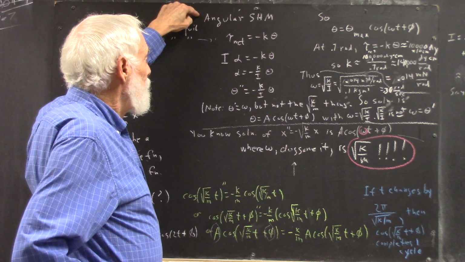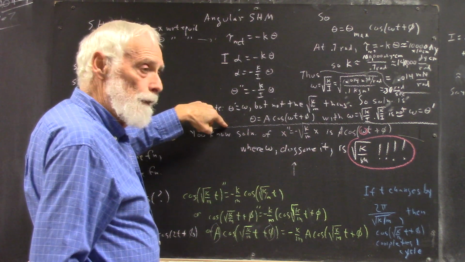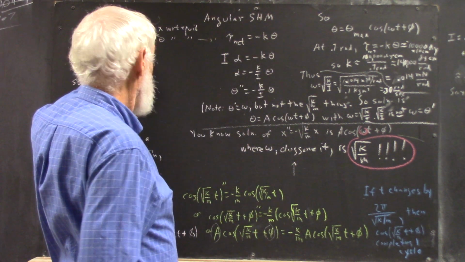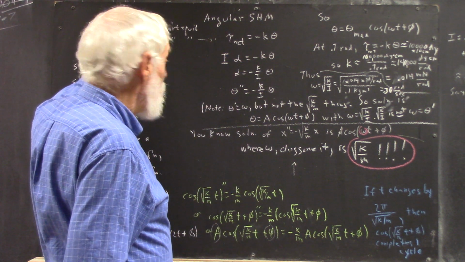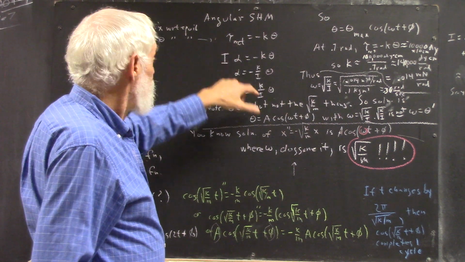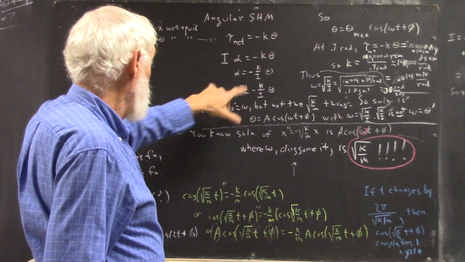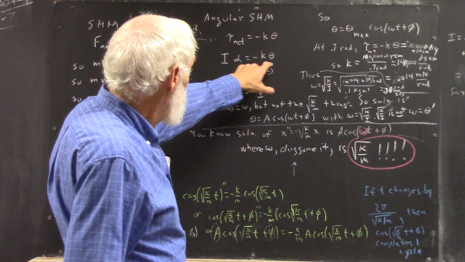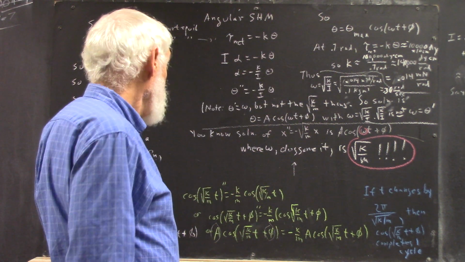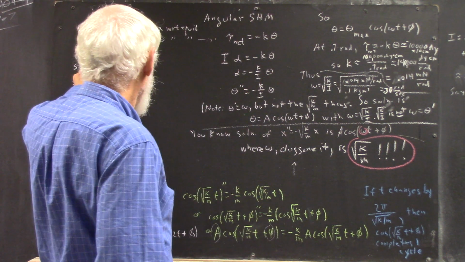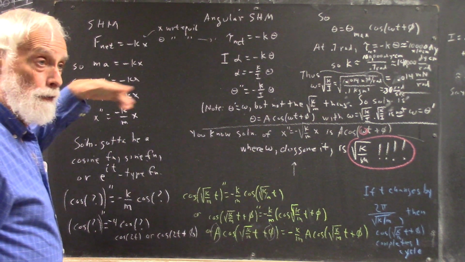Okay. For angular simple harmonic motion, the derivation is identical. The equation is exactly the same as this equation, where you've replaced x by theta, F net by tau net. We talked about why. That should be obvious. If not, go back and look at the 46-minute video. Okay, I alpha is negative k theta, I being moment of inertia, alpha being angular acceleration, totally analogous to Newton's second law for linear motion.